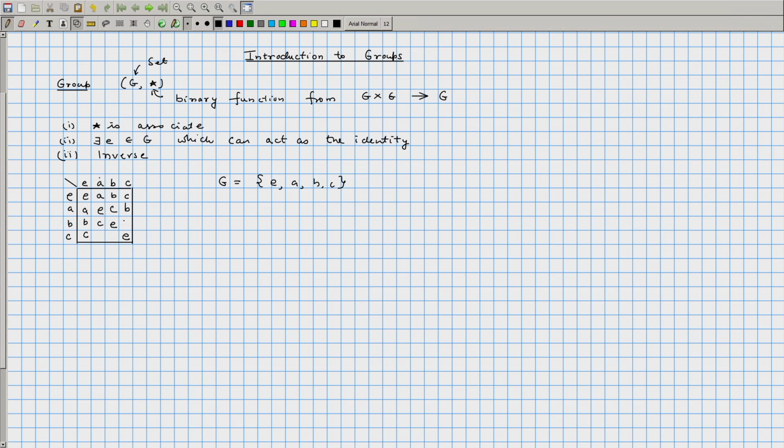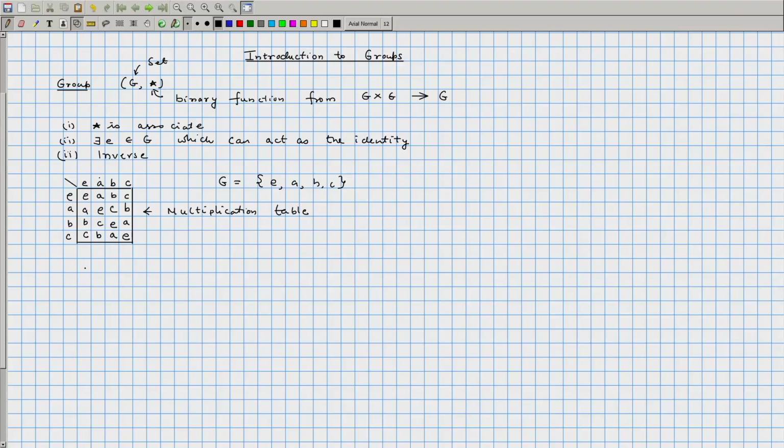You can complete the table, this is what we would get. Okay. So, this is the multiplication table. The table that we have written is the multiplication table. It is called multiplication table because usually the group operation is viewed as multiplication, though it could be very different from the arithmetic operation of multiplication.